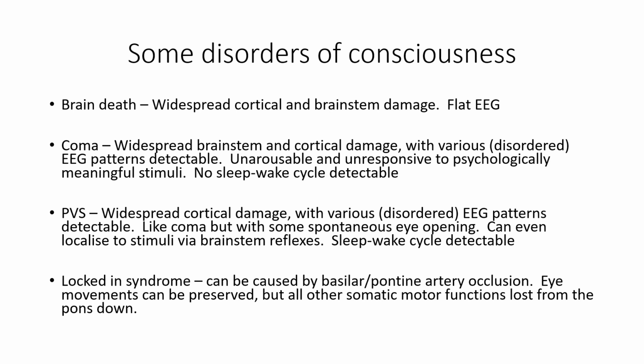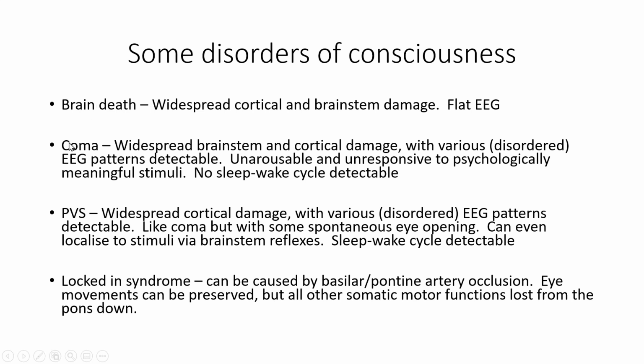So let's start off with the most severe disorder of consciousness, which is brainstem death. In brain death, what we see is widespread damage to the cortex and the brainstem. And remember, right at the start, we said that for consciousness to be present, we need a functioning cortex and a functioning brainstem with its reticular formation. If both of these are severely damaged, what we get is a flat EEG. We get absolutely no activity in the EEG, a complete flat line, and in that case the patient is brainstem dead.